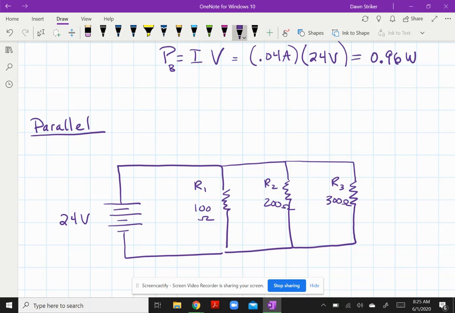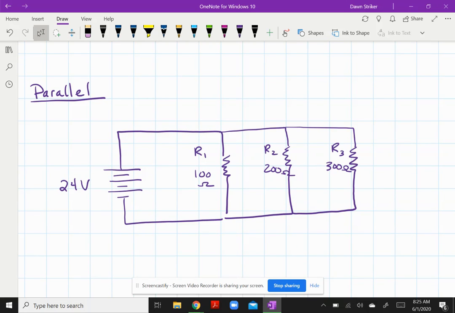Now this is different. Same resistors or same light bulbs, if they happen to be light bulbs, the same battery. But when I think about the current coming out of the battery, right here, it has to make a decision. It's either going down to R1 or it's going over to R2. That's a branch.